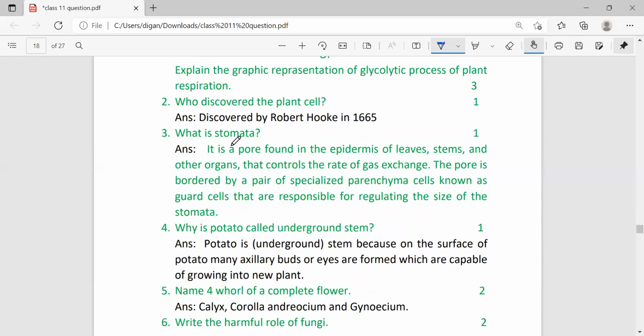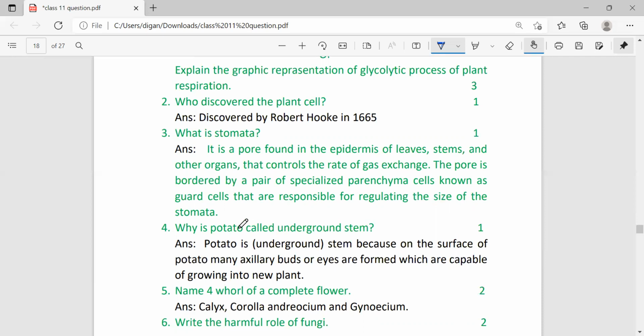Next, what is stomata? It is the pore found on the epidermis of leaves, stems, and other organs that controls the rate of gas exchange or takes part in the transpiration process. The pore is bordered by a pair of specialized parenchyma cells known as guard cells that are responsible for regulating the size of the stomata.